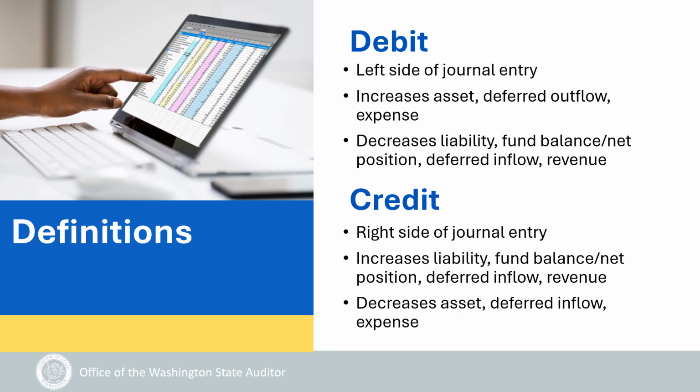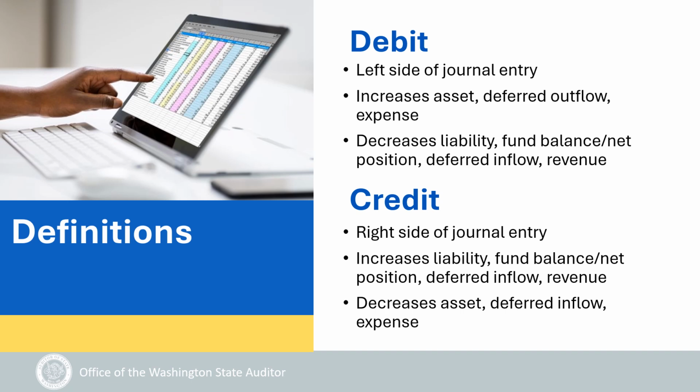The debit is the left side of the journal entry, and the credit is the right side. Debits will increase the asset, deferred outflows, and expense accounts. However, it has the opposite effect on other accounts. So that means a debit will decrease liabilities, fund balance, net position, deferred inflows, and revenues.